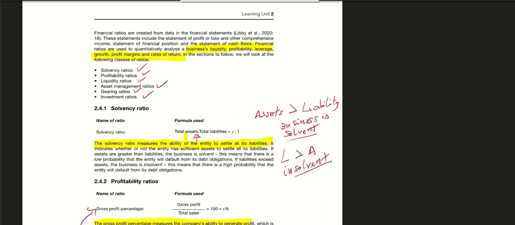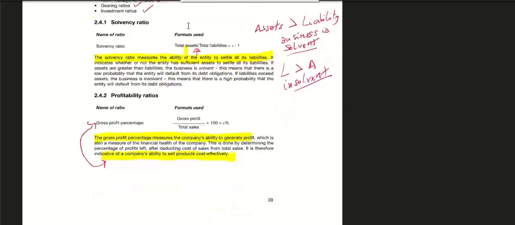All right, so let's look now at profitability ratios. We are looking at gross profit percentage. It's fairly straightforward. We take the gross profit, we divide it by the total sales, multiply by 100, right? So we're getting a percentage. But what it indicates is how effective the company is at selling its product. That's what it's all about. Obviously, the greater the gross profit percentage, the better the company is doing at selling its product, right?